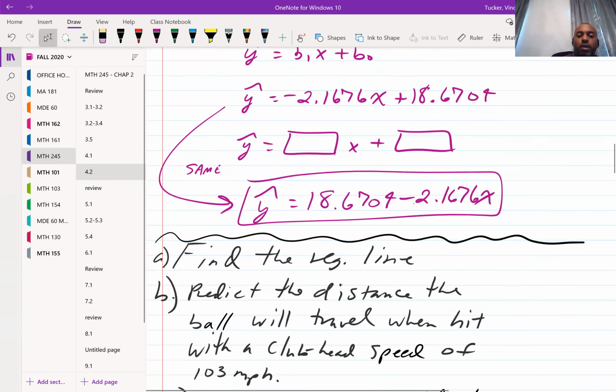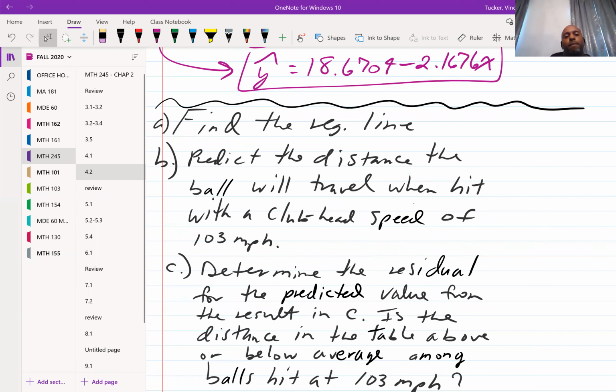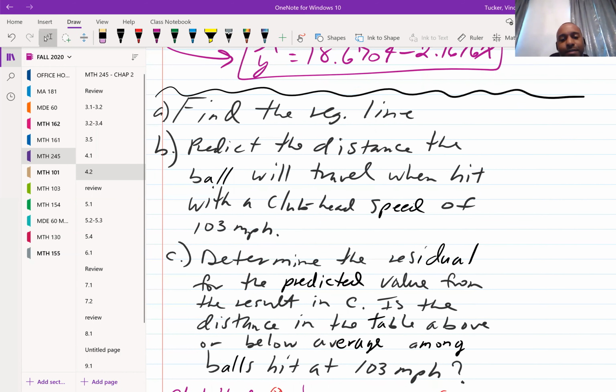All right. So let's look at another one. So find the regression line, and they're going to give us a data set. So we'll go to easycalculation.com, plug that in and see how it works for us. So they're telling us first, find a regression line, predict the distance the ball will travel when hit with a club head speed of 103 miles per hour. Then, determine the residual for the predicted value from the result. And then, is the distance in the table above or below average among balls hit at 103 miles per hour. All right, I'll give you guys a chance to write that down before we go to the data set.